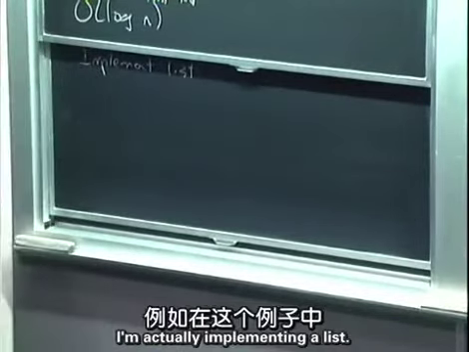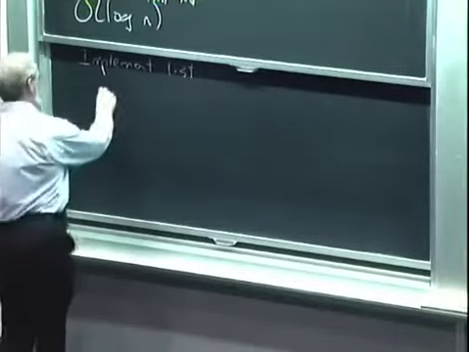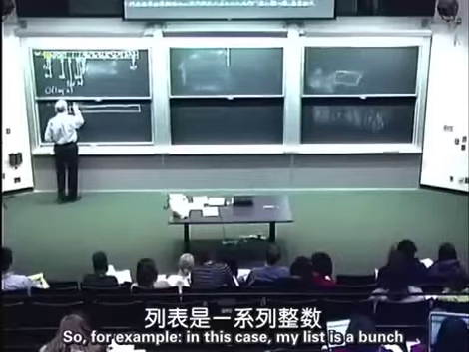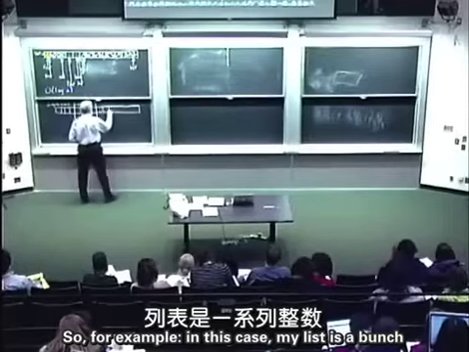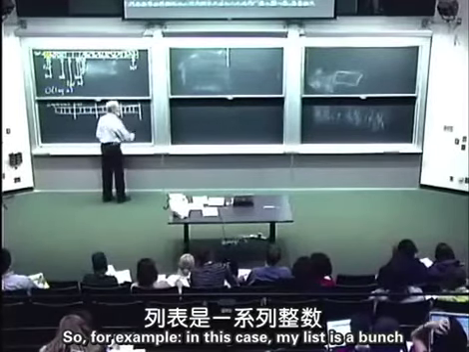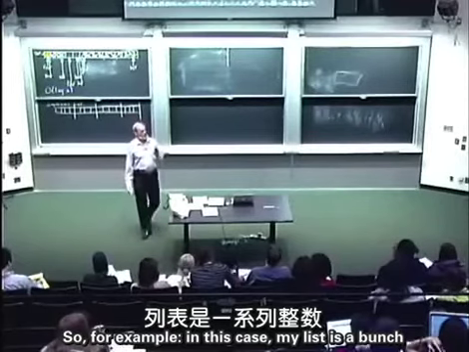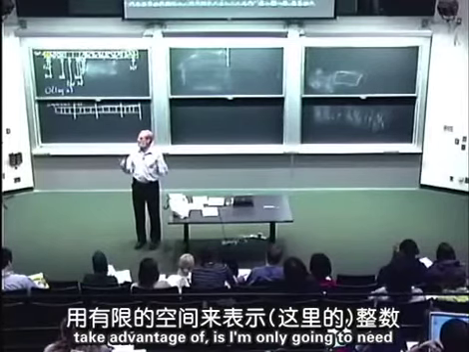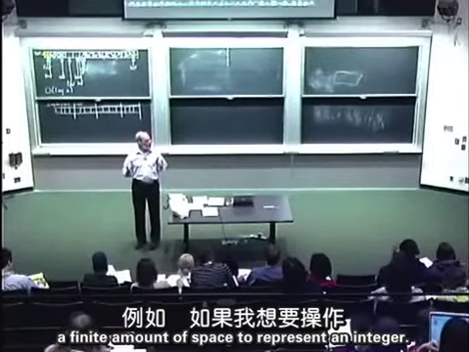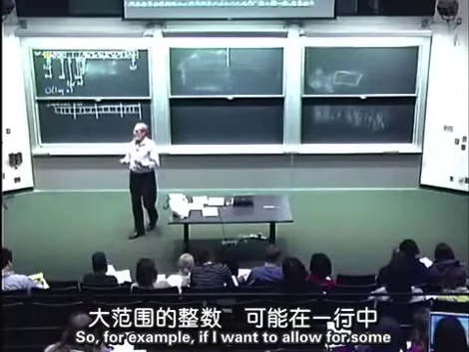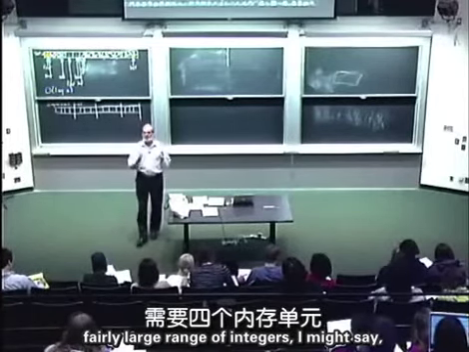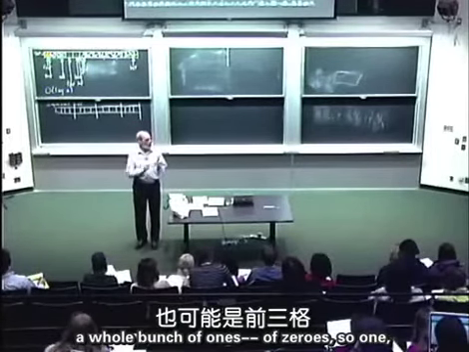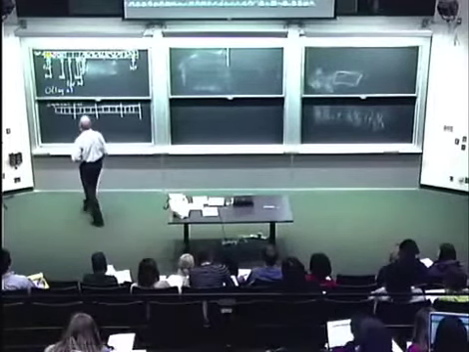I have to be careful about how I'm actually implementing a list. So for example, in this case, my list is a bunch of integers. And one of the things I could take advantage of is that I'm only going to need a finite amount of space to represent an integer. So for example, if I want to allow for some fairly large range of integers, I might say I need 4 memory cells in a row to represent an integer. If it's a 0, it's going to be a whole bunch of zeros. If it's a 1, it may be a whole bunch of zeros in the first 3 and then a 1 at the end of this thing.